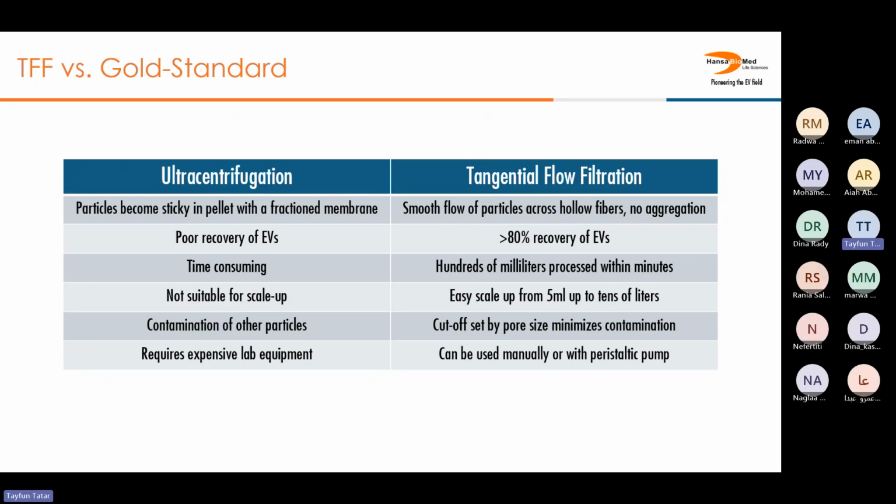And finally, ultracentrifugation requires expensive lab equipment, whereas tangential flow filters can be used even manually. But if you want automation, they can be automated with a peristaltic pump. And now at Hansa Biomet, we are also building our own automation system that is adapted to all our filters, and that also has an integrated software, including our optimized protocols, optimized workflows.